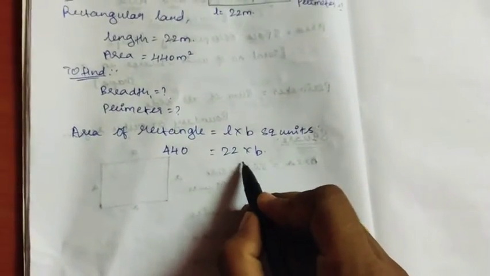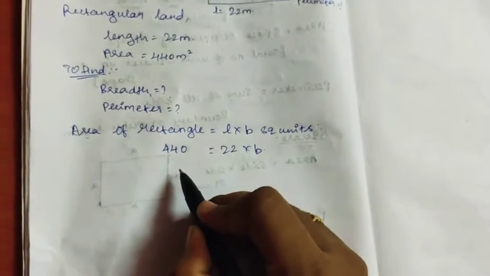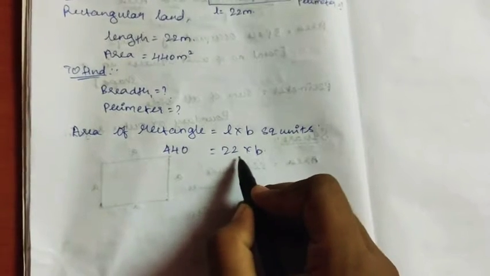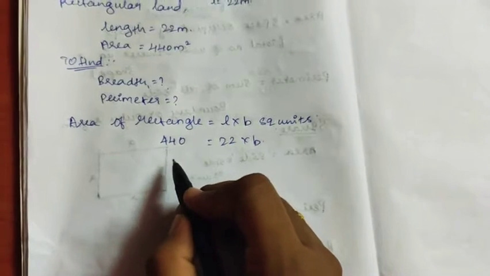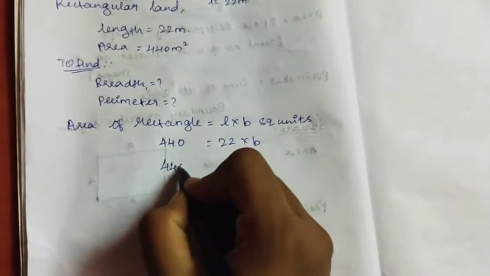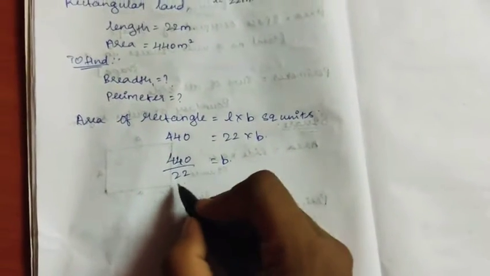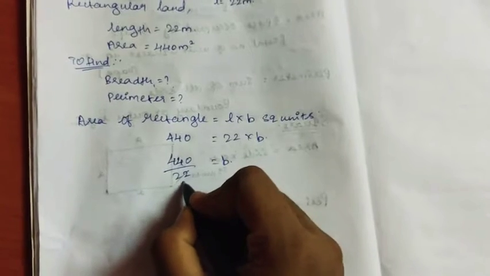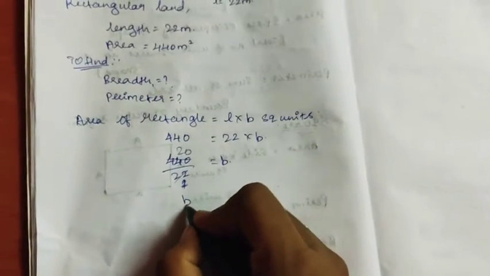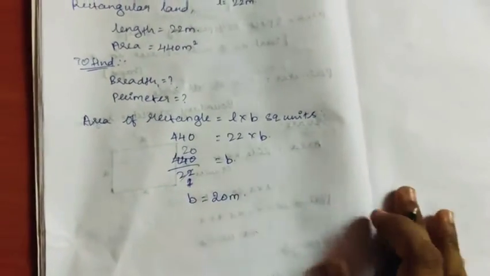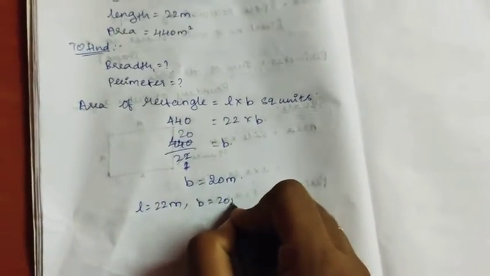Here 22 is in multiplication on this side. When we take it to the other side, it becomes division. So 440 by 22 will give B. When we cancel this, B equals 20 meter. We found length equal to 22 meter and breadth equal to 20 meter.